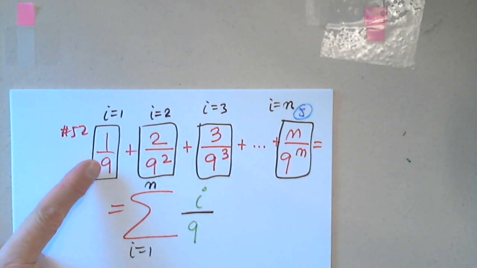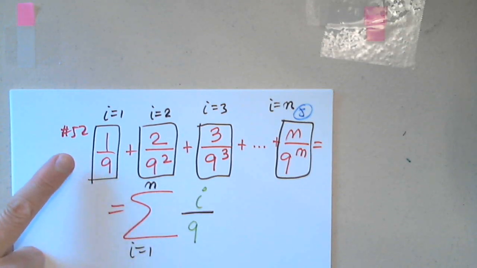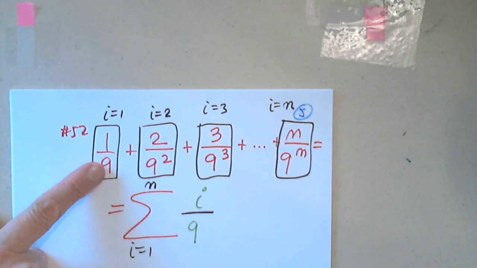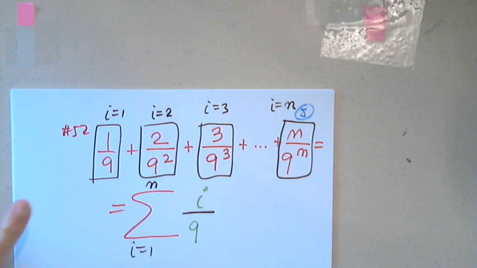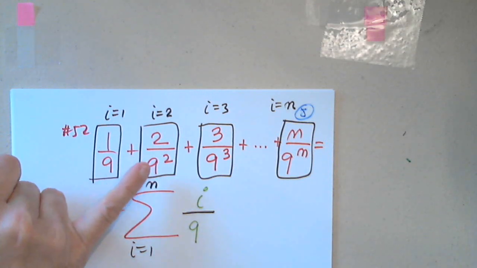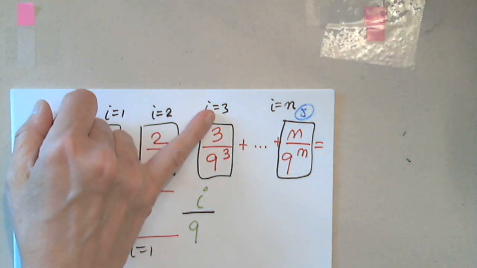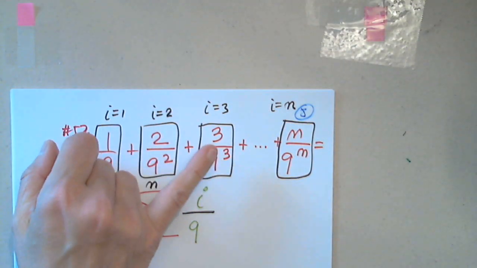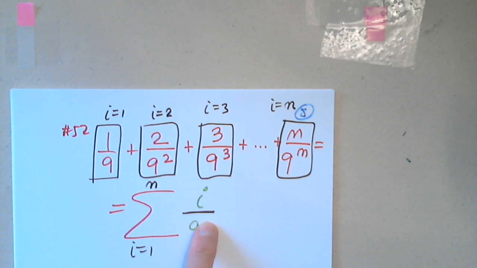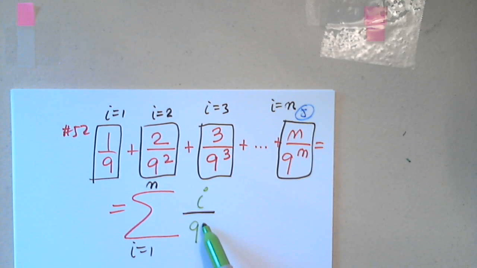When I is 1, it appears that the power is? The power of 9 here? 1. What is the power of 9 here? 2. What is the power of 9 here? 3. And so on and so forth. So what will be the power then? So then we get all those terms. I. Very good.